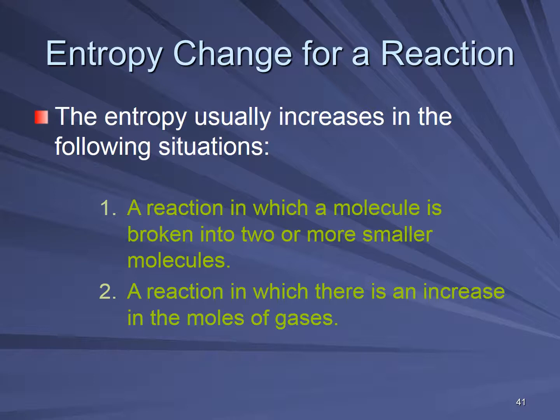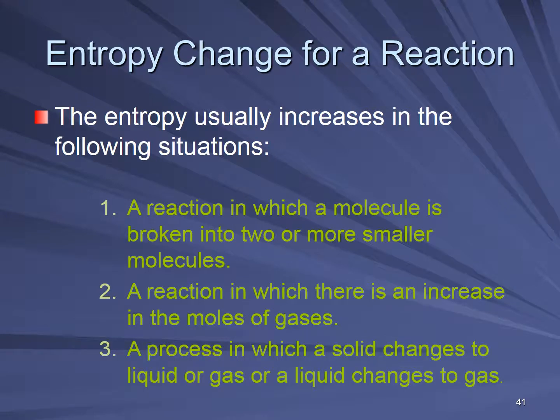decrease. Now it's not always a hard and fast rule, but in general this is very helpful. And then also, if you have a process which changes from a solid to a liquid, or a liquid to a gas, or a solid to a gas, you can see that all of those are increasing their entropy. They're all getting more disordered. So sometimes we can predict the sign even before we calculate it.